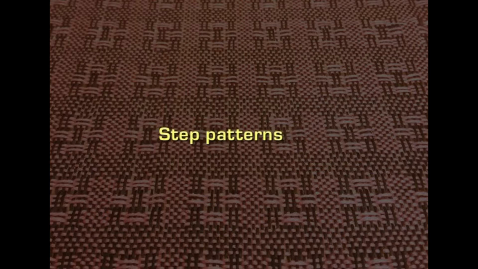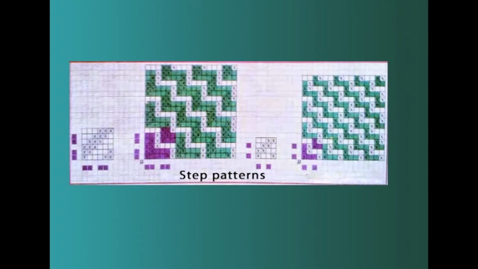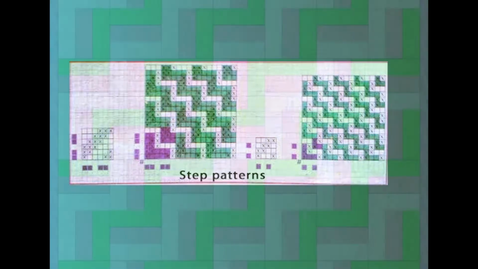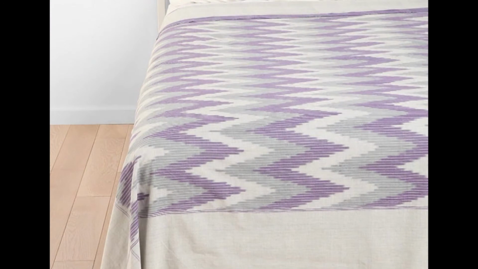Then coming to the step patterns, these patterns produce zigzag lines of color that run diagonally, by uniting the vertical and also horizontal lines. An ordinary even twill with equal warp and weft can be utilized for getting these particular effects.